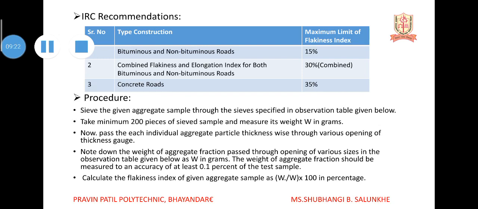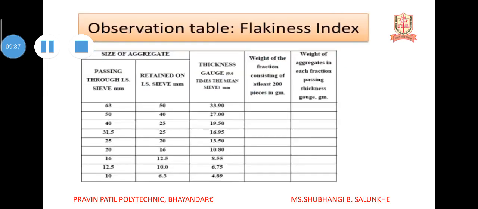Now we are going to perform this experiment as we have studied in the procedure. So let's perform this practical. Before that, we should know the observation table. As you can see, in the observation table there are different sizes of sieve: 63, 50, 40, 31.5, 25, 20, 16, 12.5, 10. That is the passing sieve, and the retaining sieves are 50, 40, 31.5, 25, 20, 16, 12.5, 10, 6.3. That means we have to arrange our sieves like this.